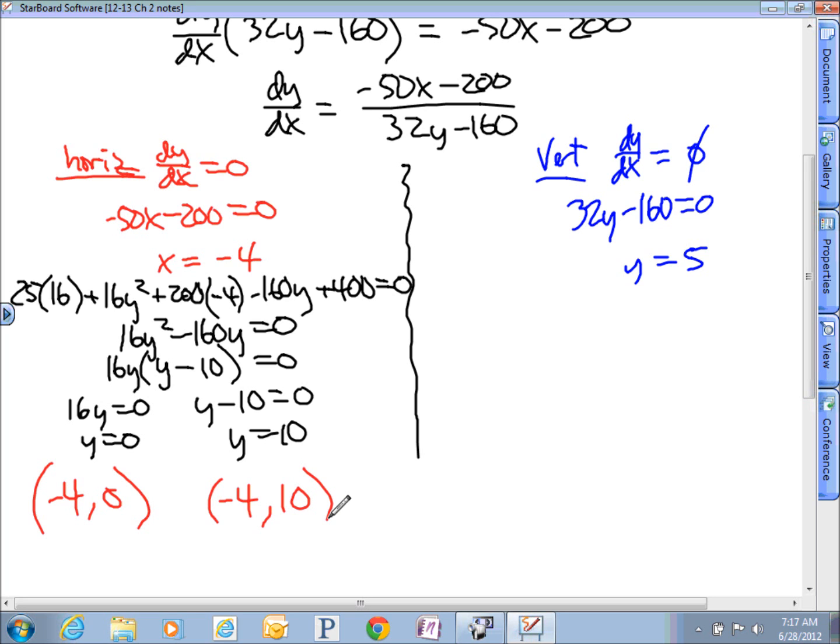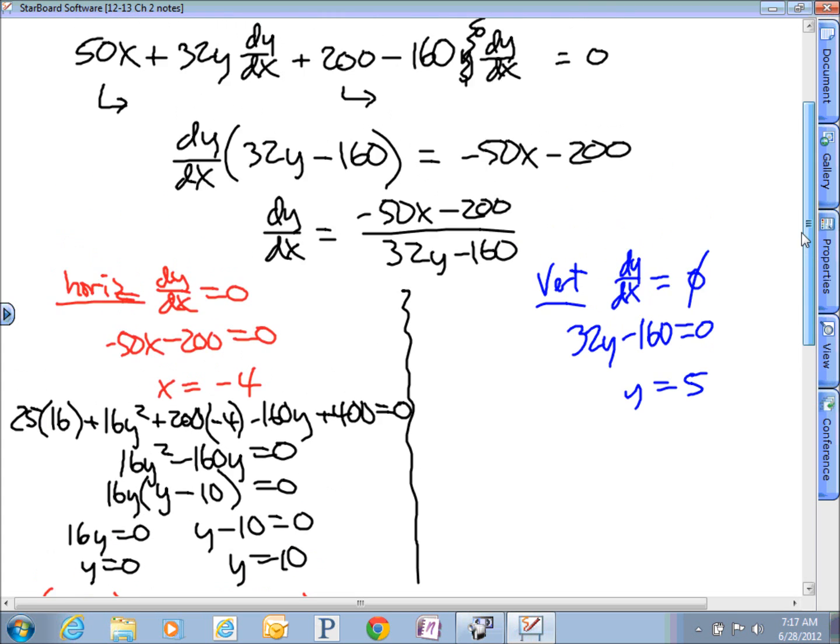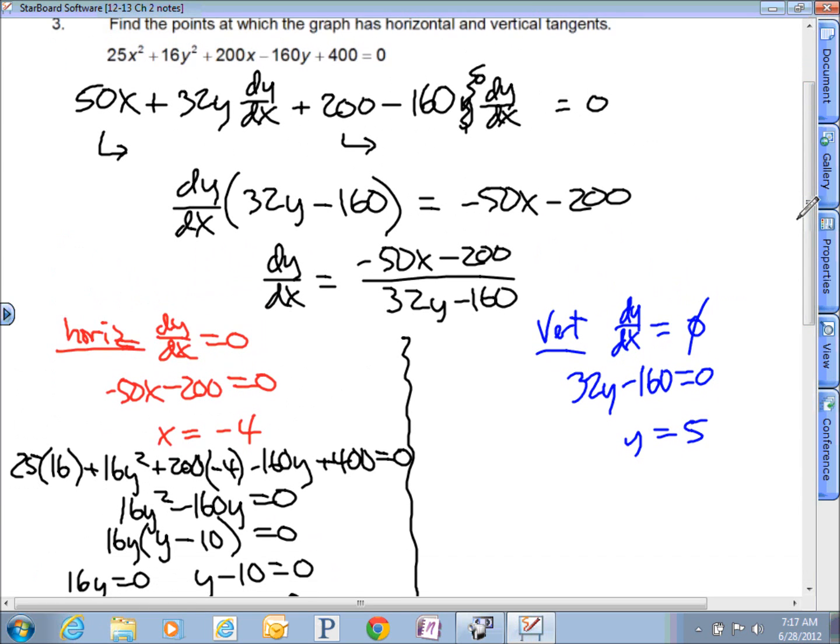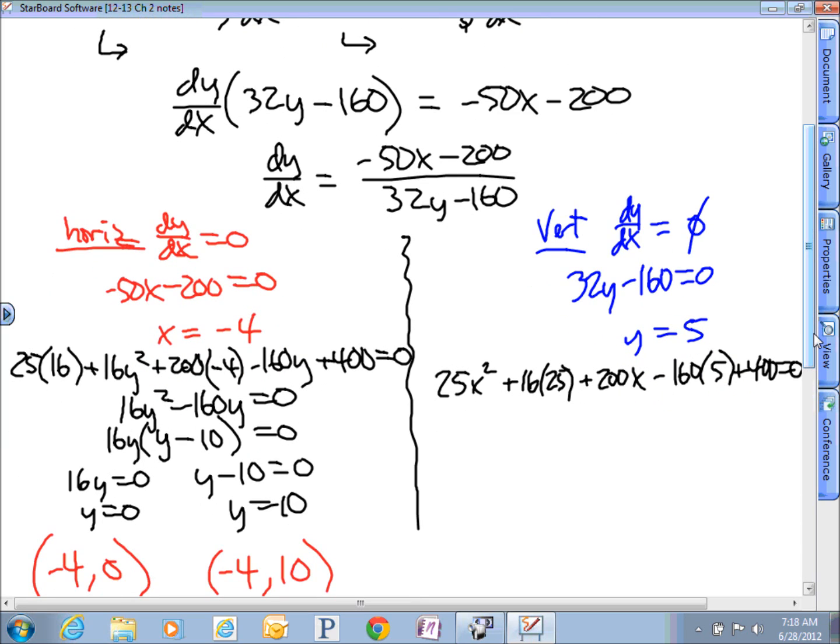My vertical tangents, I'm effectively going to do the same thing, but now I'm going to plug 5 in place of y. So I've got 25x squared plus 16 times 25, that's that same 400, plus 200x minus 160 times 5 plus 400 is equal to 0. So if that's the case, 25x squared, let's see, 16 times 25 is 400, 160 times 5 is negative 800, plus 400, the constants are going to drop out again. Isn't that nice?